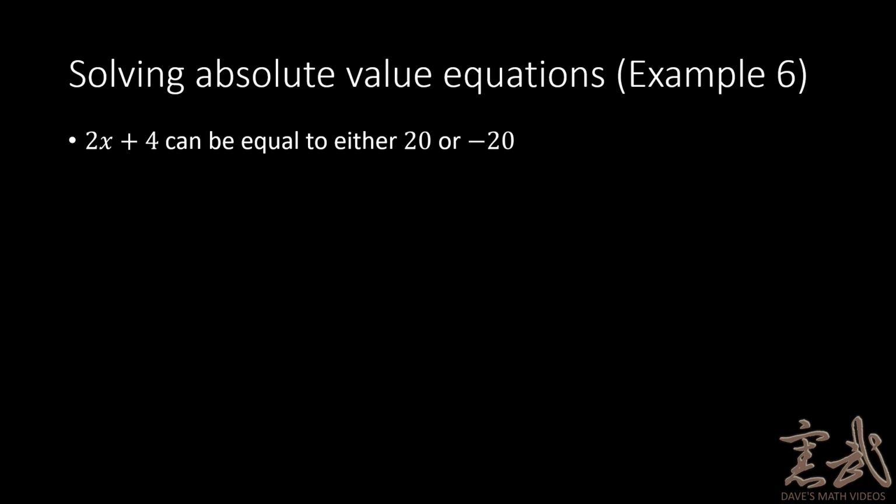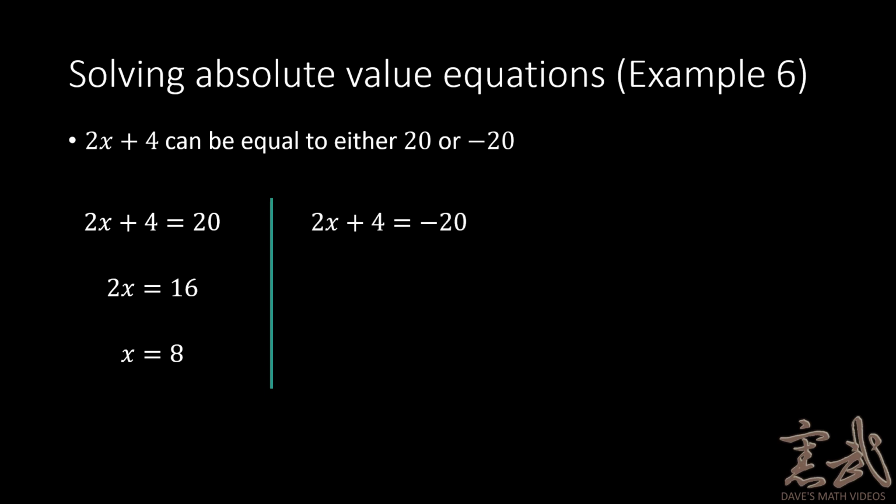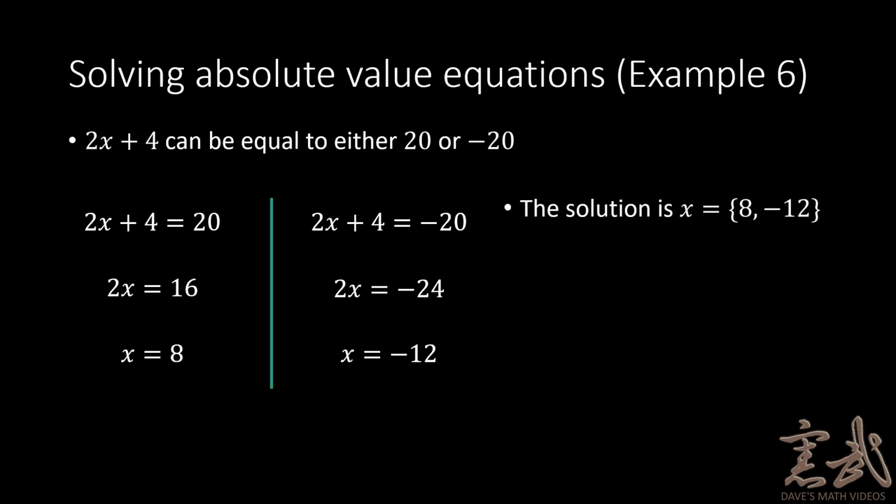So here we will write two separate two-step equations. The first equation will be 2x plus 4 is equal to 20. And if you subtract 4 from both sides, you will get 2x is equal to 16, or x is equal to 8. For the second equation, we will have 2x plus 4 is equal to negative 20. And again, we will subtract 4 from both sides to get 2x is equal to negative 24. And we'll divide through by 2 and get x equals negative 12. Therefore, our solution is x is either equal to 8 or negative 12.